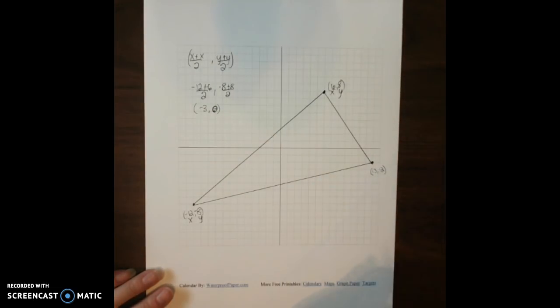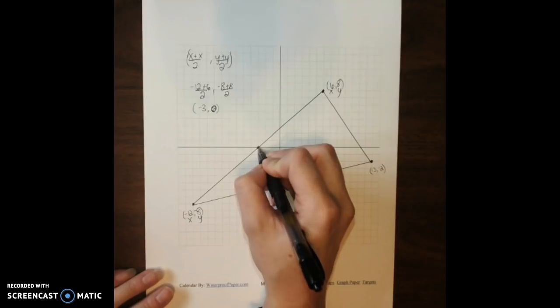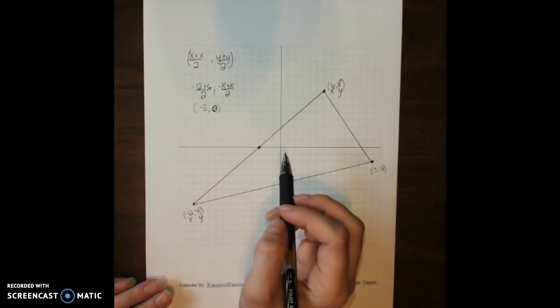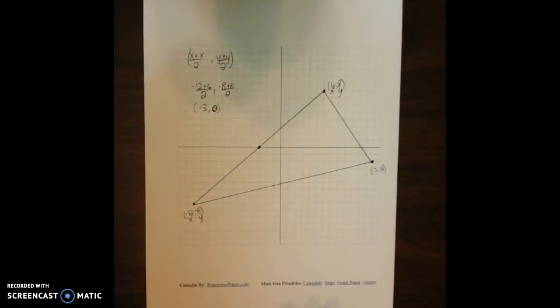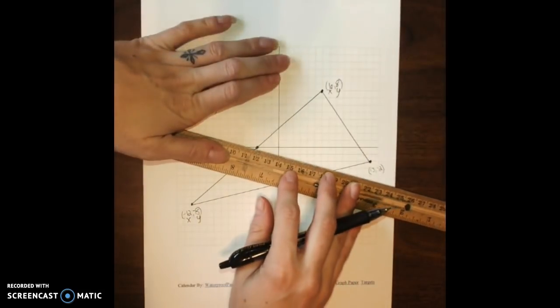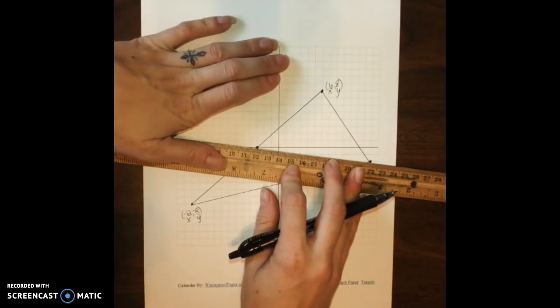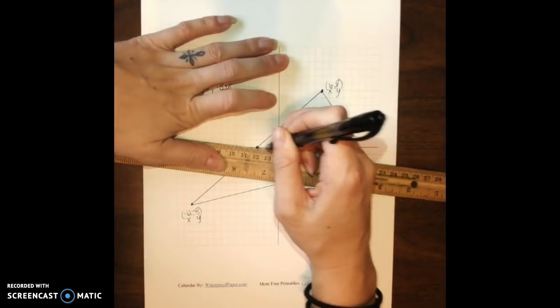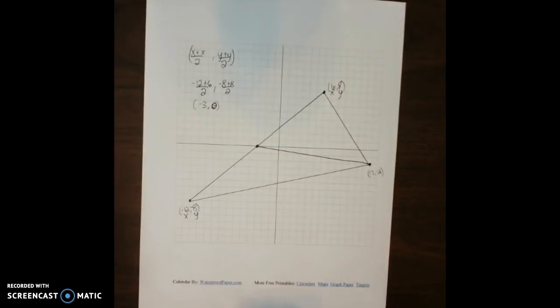Okay, so now let's actually plot the midpoint. Oh, man. Okay, and to draw the median, remember the medians create the centroid? You want to connect that midpoint to the opposite vertex. Oops, didn't even use my ruler very well. Oh well. So that's the first median.